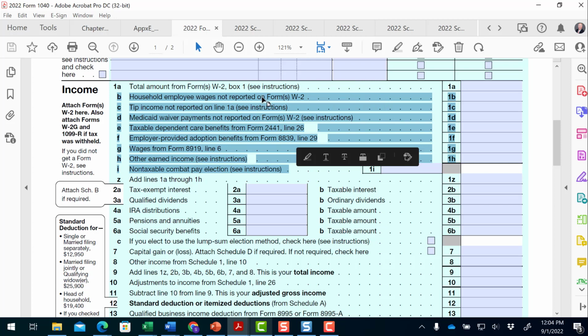So household wages, right? So if you're a household employee, and that's, do you have a cleaning person that comes to your house? Are they claiming their wages? Are people claiming their tip income that wasn't reported to them on their W-2s? The Medicare waiver payments that aren't being reported on the W-2. They're fairly esoteric income items. And so it's interesting to see them appear on the face of the 1040.